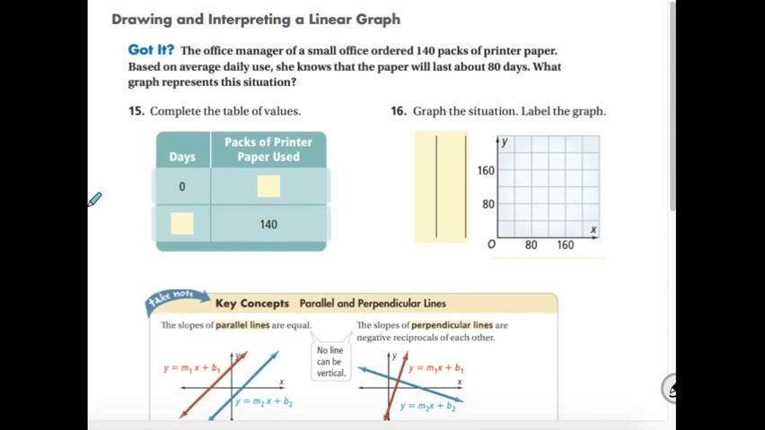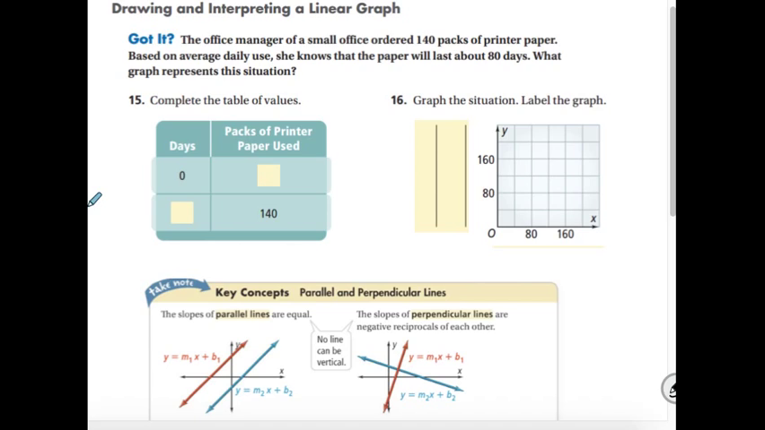So we got a word problem, everyone's favorite. An office manager of a small office ordered 140 packs of printer paper. Based on average daily use, she knows that the paper will last about 80 days. What graph represents the situation? So we have our table. If it's been 0 days, the number of packs of printer paper used can be guessed to be 0. It's pretty clear. And then our sentences tell us that the 140 packs last about 80 days. So in our days, we're going to write 80.